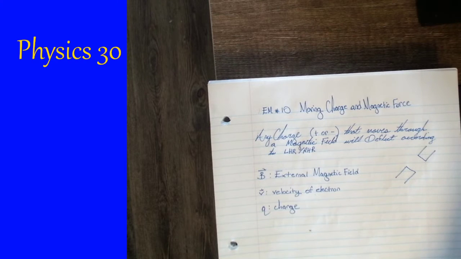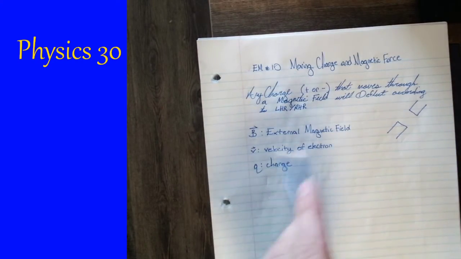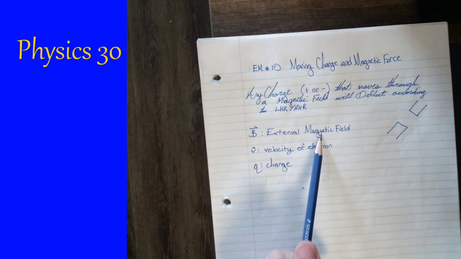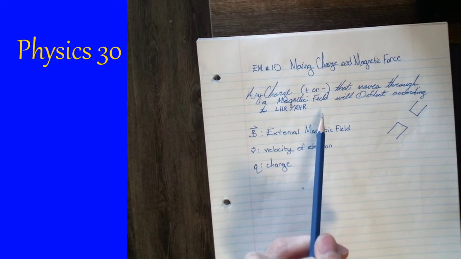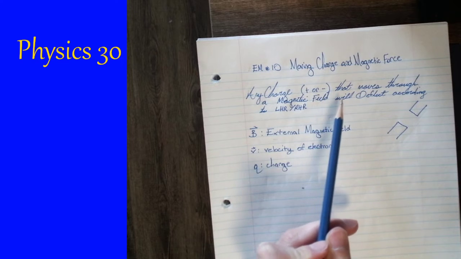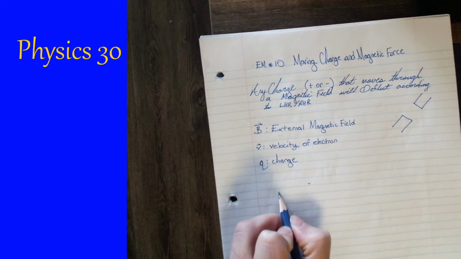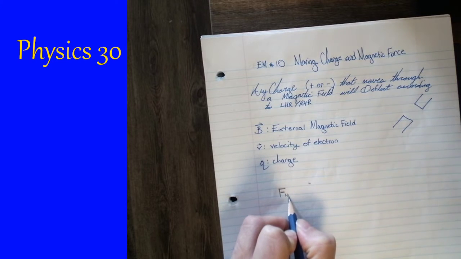To do so, we've got a little bit here already written, stating that any charge, positive or negative, that moves through a magnetic field, which we'll call, as we always do, B, our external magnetic field, will deflect. In other words, it will experience a force. It will experience what we call a magnetic deflecting force.